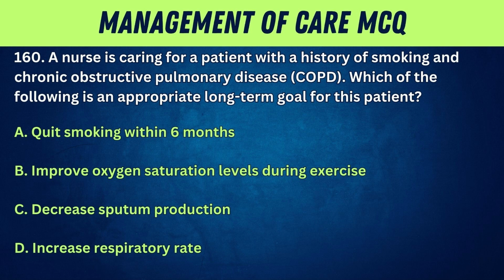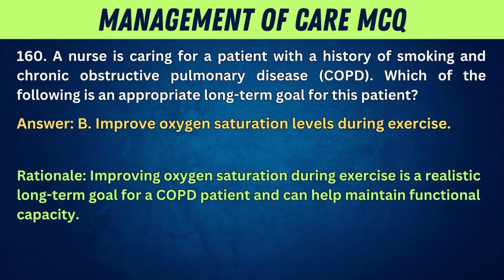160. A nurse is caring for a patient with a history of smoking and chronic obstructive pulmonary disease, COPD. Which of the following is an appropriate long-term goal for this patient? A. Quit smoking within 6 months. B. Improve oxygen saturation levels during exercise. C. Decrease sputum production. D. Increase respiratory rate. Answer: B. Improve oxygen saturation levels during exercise.